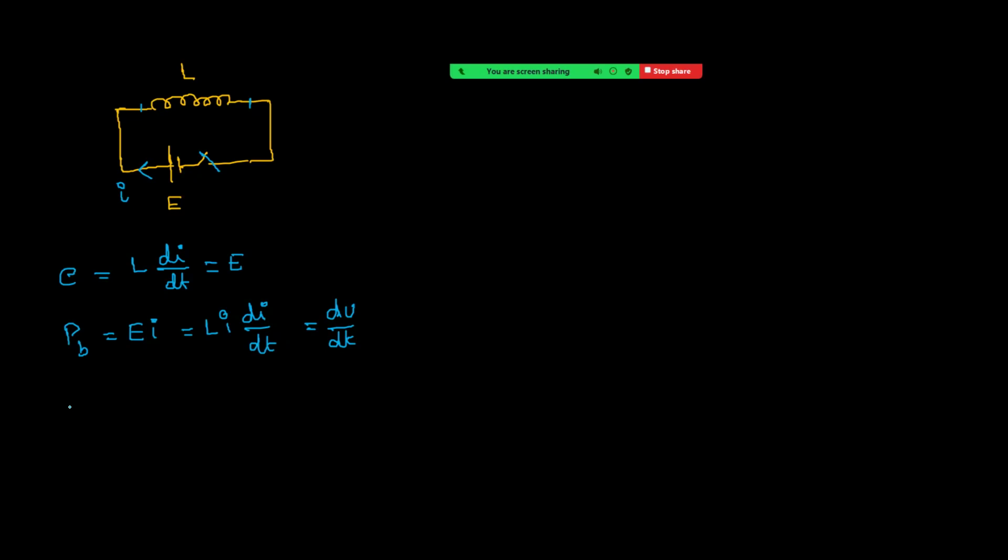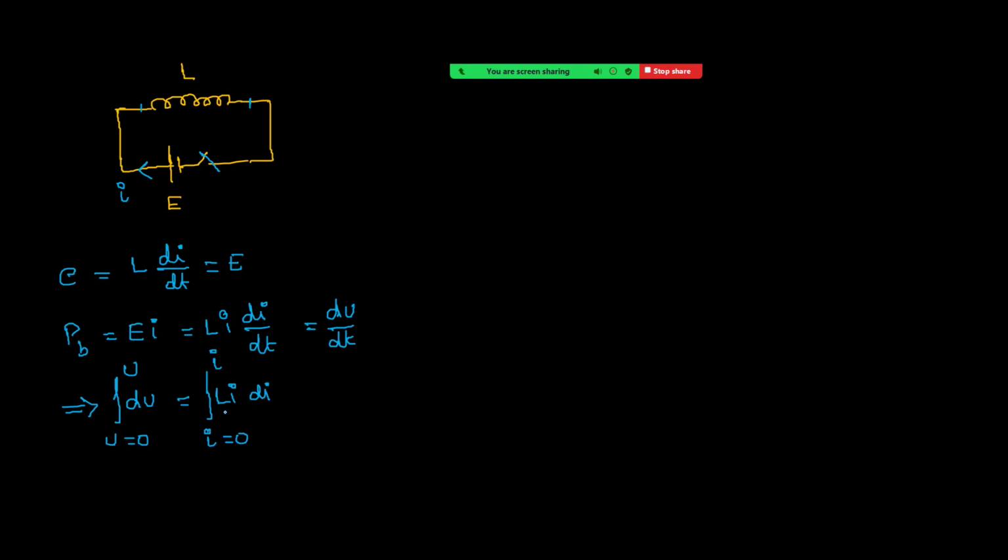Okay. Let us now focus on what I can write from that. So we can write du equal to L I di, right? Now integrate. Initially, when there was no current, there was no potential energy stored in the inductor. So when I equals 0, potential energy was 0. When current is I, potential energy is U.